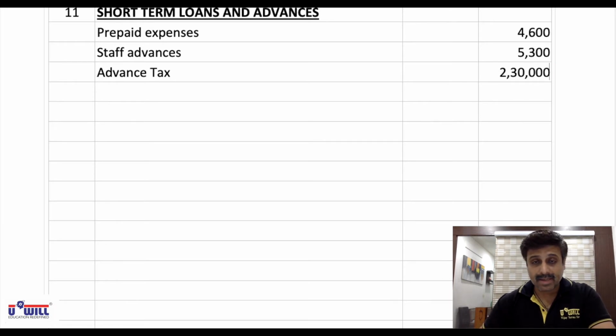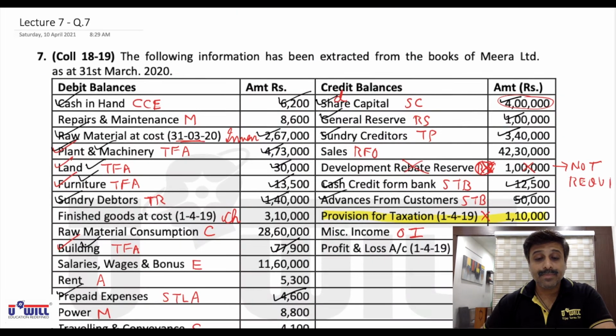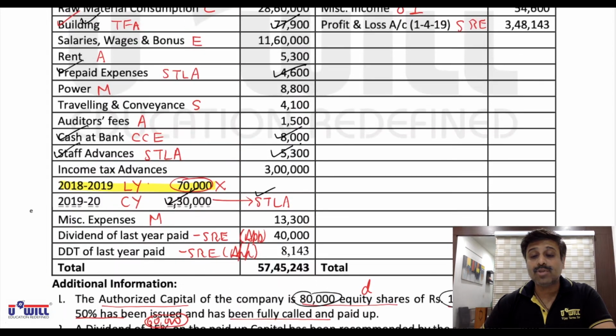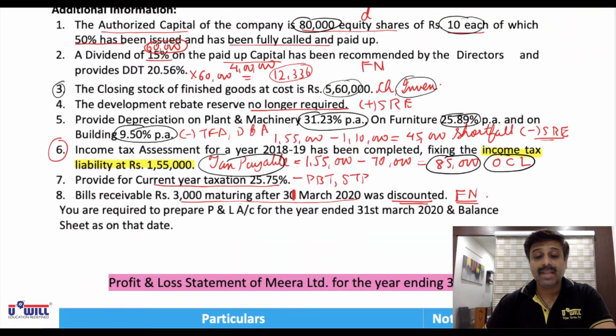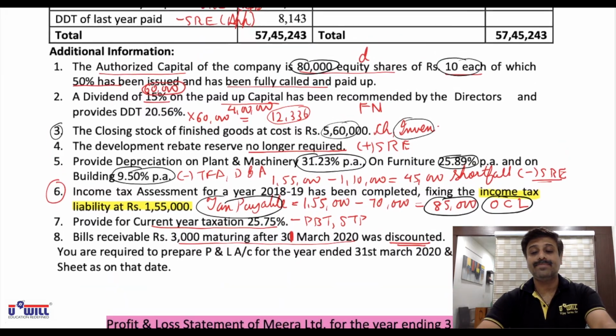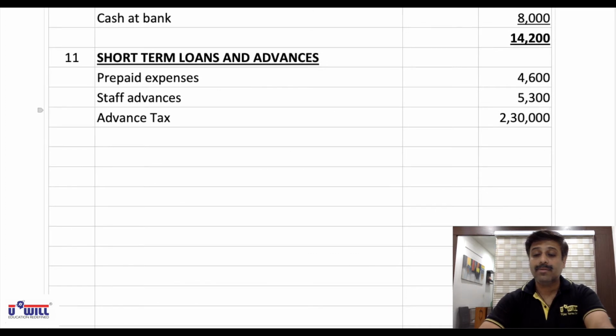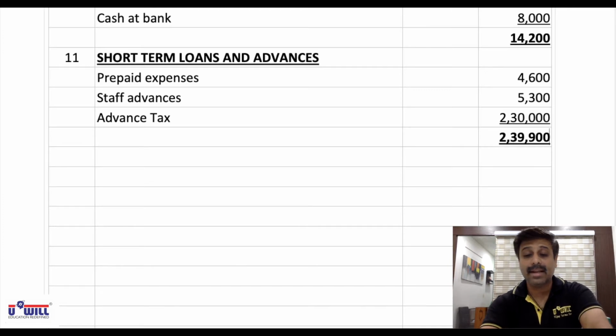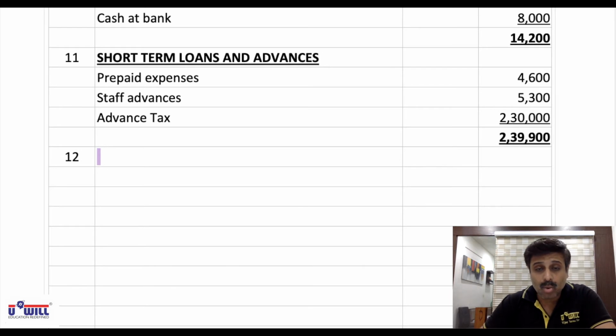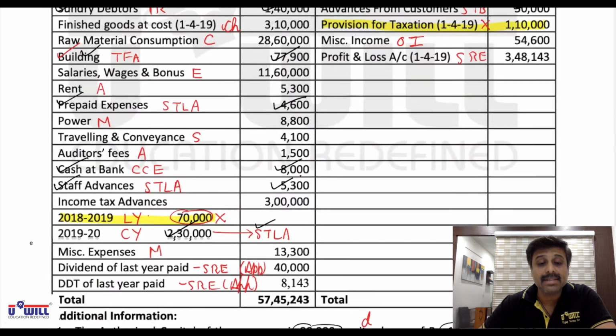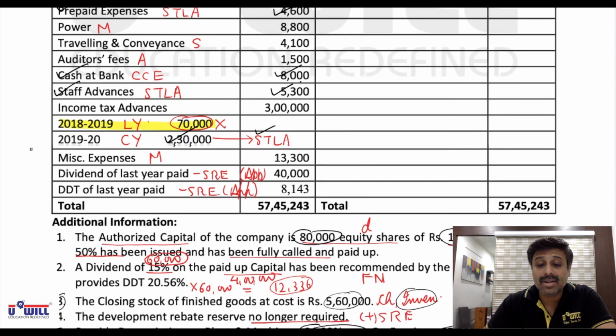Then after current year's advance tax, no other item is there of short-term loans and advances, neither in adjustments. So total can be done: 2,30,000 plus 5,300 plus 4,600, so 2,39,900. Then after short-term loans and advances, other current assets we don't have. OCA marked items, other current assets, neither in trial balance nor in adjustments.